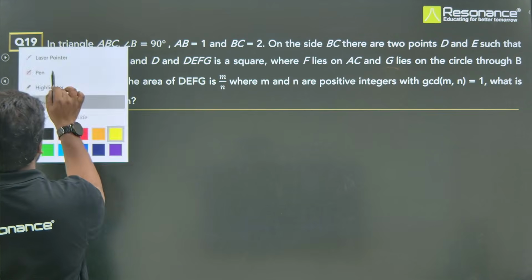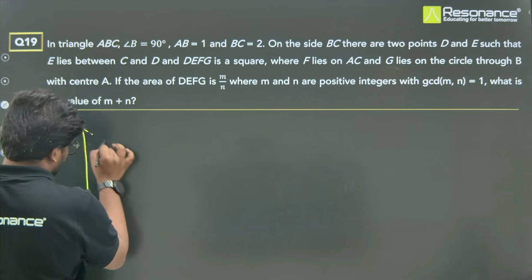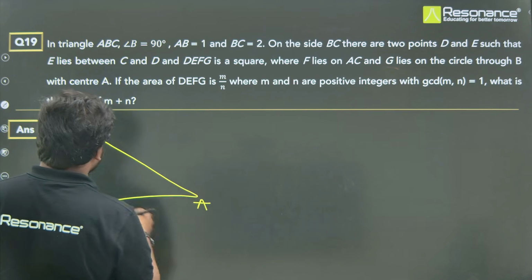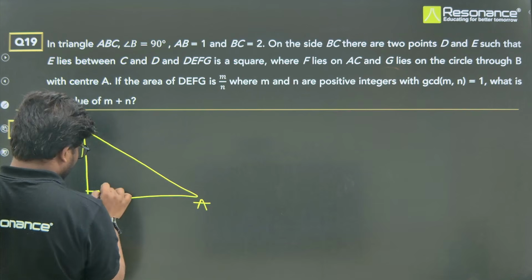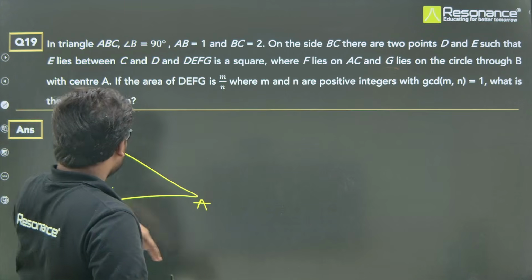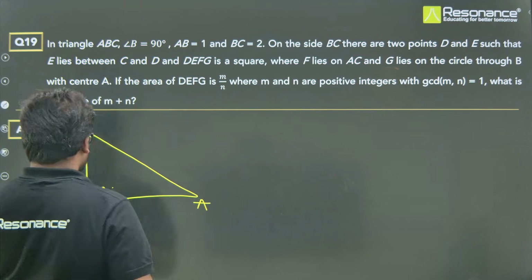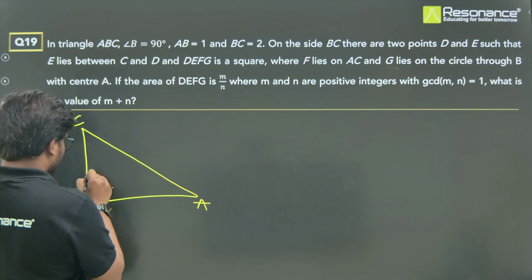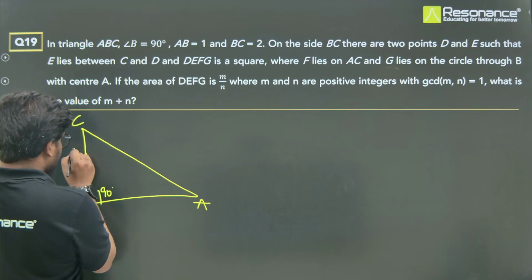The construction could be in this fashion: B, A, C, with 90 degrees at B. There are 2 points D and E on side BC, so E lies between C and D. So D comes first and E comes here.